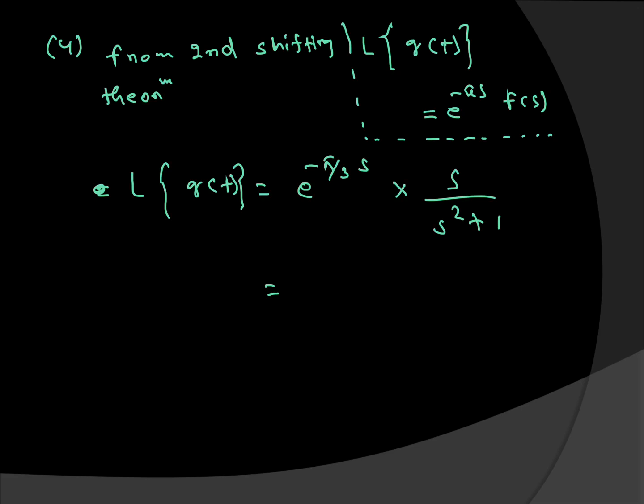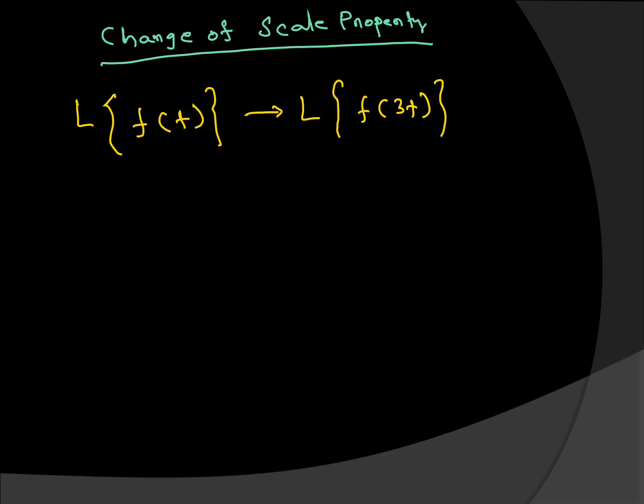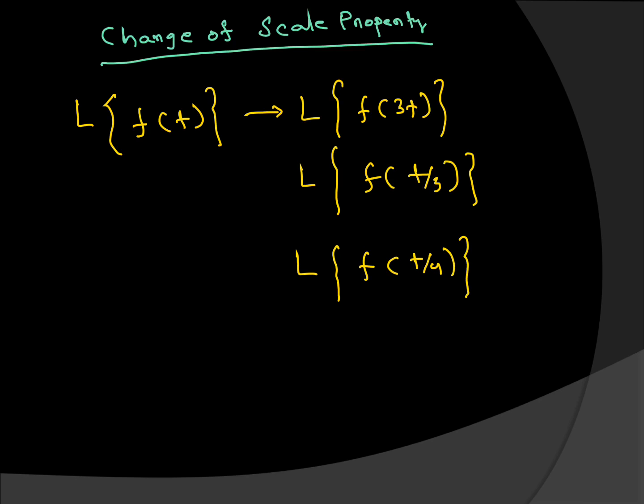So this is your final answer, second shifting theorem. Then change of scale property. Usually we will get f of t, and they will ask Laplace of f of t, and in other terms they will ask Laplace of f of 3t, or Laplace of f of t by 3, or Laplace of f of t by 4. That time we will use change of scale property.